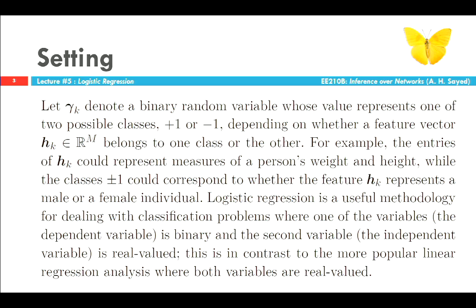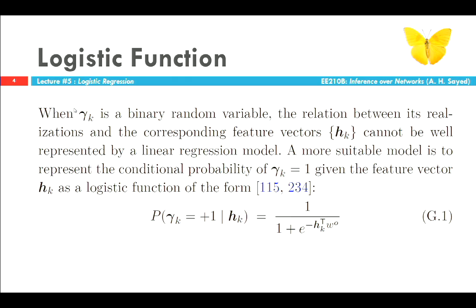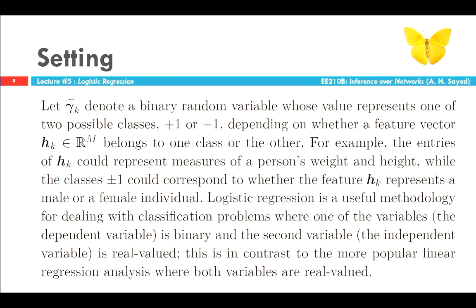Okay, so let's assume that you have binary variables gamma. They can be +1 or -1, and feature vectors h. Okay, so this language that I'm using is in the context of learning algorithm, right? Pattern classification algorithms. Assume I have a collection of feature vectors h of dimension m each. Okay, for example, the entries of h could be your height, your weight, and gamma could be whether you are female or male, right? That's an example of a pattern classification problem that I'm interested in.